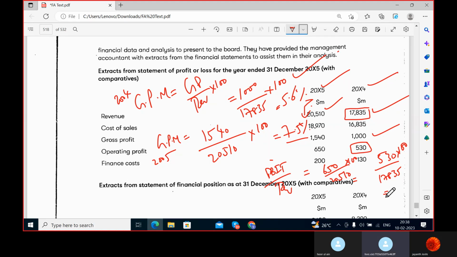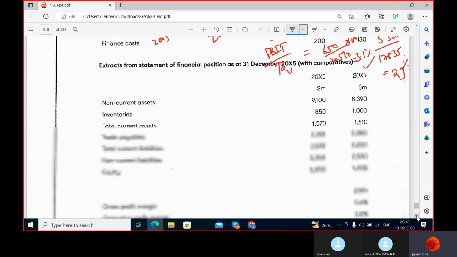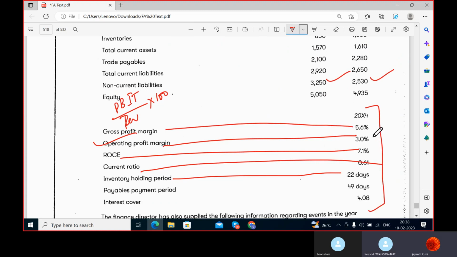So from 2.9%, it's increasing to 3.1%. So it was 2.9 in the previous year, and this year it is 3.1. This year's operating profit margin is more than the previous year. It's a good performance, correct or wrong? Yes, sir. 2.9 is almost 3, so 3.1 is more than that.